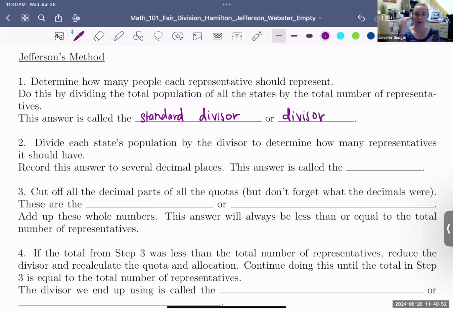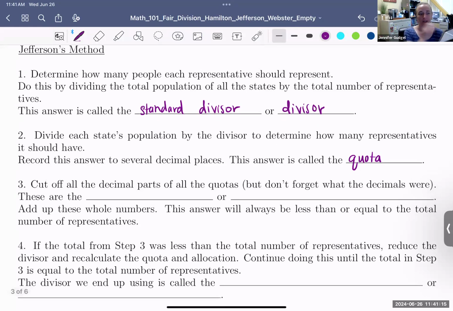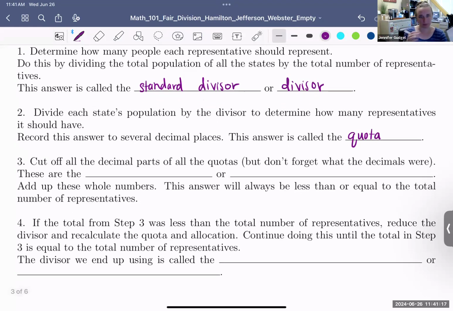We find this divisor, and then what do we do with it? We take the state population, divide by it to find the quota, the ideal amount that every state would get. Do they actually get exactly this amount? Almost never, because it would have to be a whole number, and we can't just assign a fraction of a person. And almost always when you're dividing by this divisor, you're getting some kind of decimal. So that just doesn't really happen.